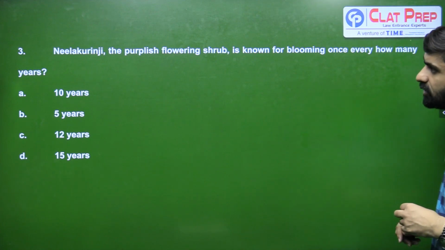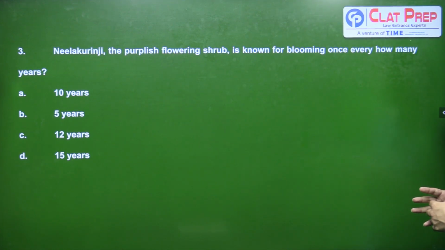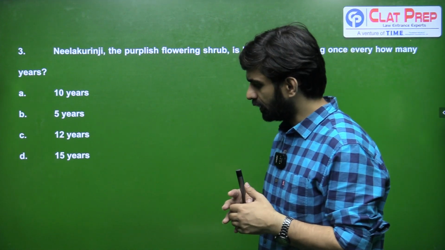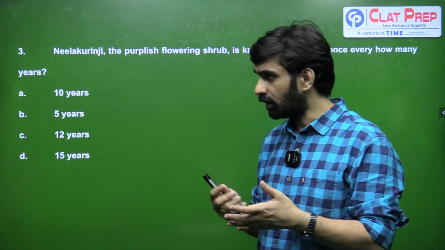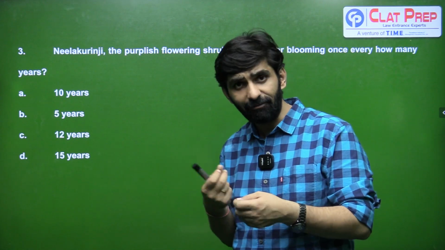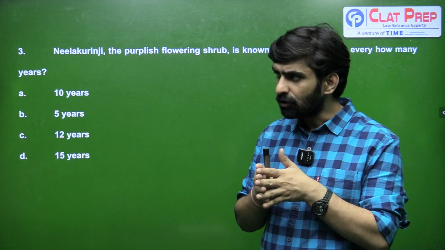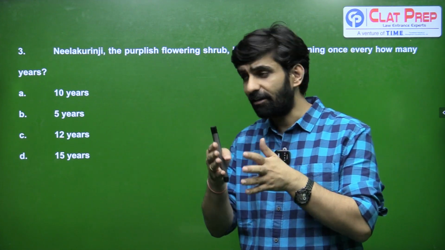Neel Kurunji, the purplish flowering shrub, is known for blooming once every how many years? So Neel Kurunji is a very famous flower because it does not flower every year. It takes a particular time. There is a particular life cycle of this flower. So this Neel Kurunji flower flowers every 12 years. That's why this is a very important development. So answer for third is going to be C.